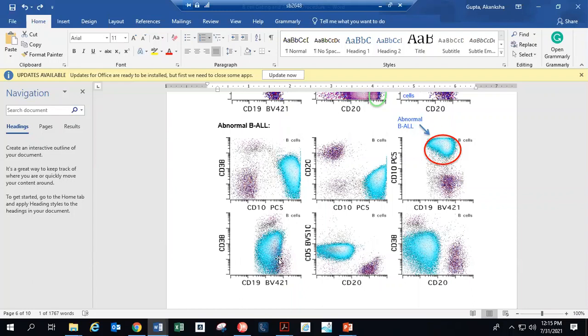So I was saying that these are the normal B cells. You can see the CD19 is a little dimmer than the normal B cells, and of course CD20 is also dimmer than the normal B cells. That's that.